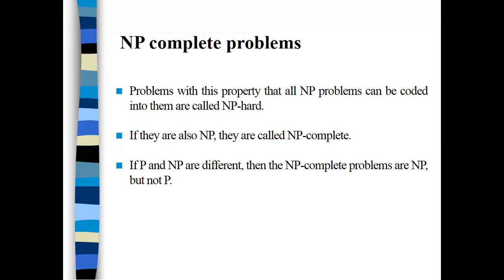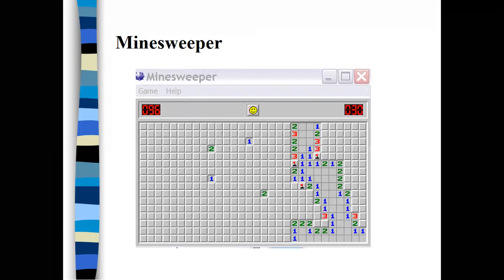So you have to understand the basic concept: what is the difference between P and NP, deterministic and non-deterministic, and which problems can go from P to NP and NP to P. If P and NP are different, then the NP complete problems are NP but not P. If you complete the specific problem of NP, it should be NP complete, but you cannot say it is a P problem. You can say it is an NP complete problem.